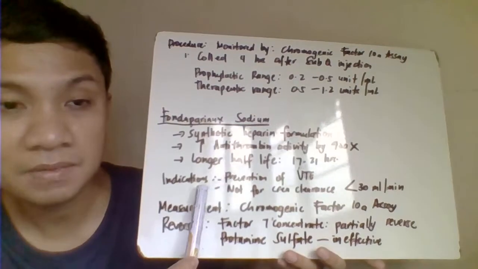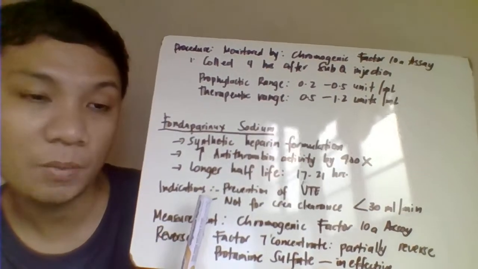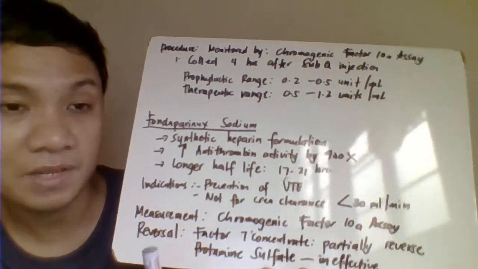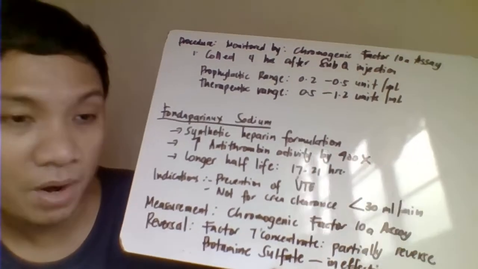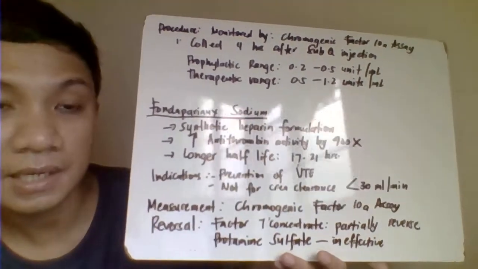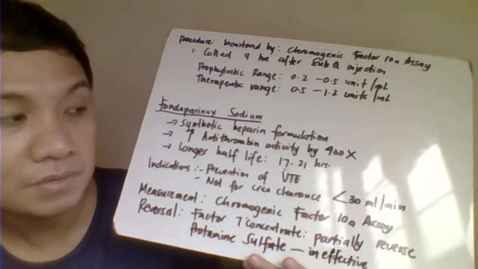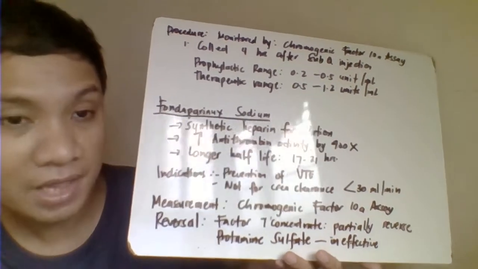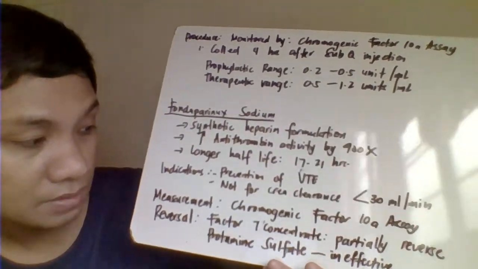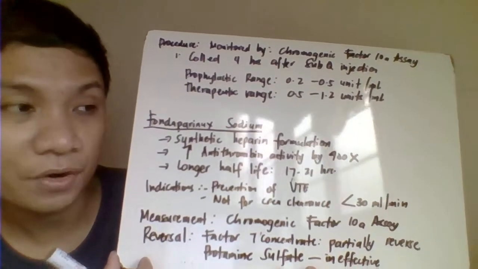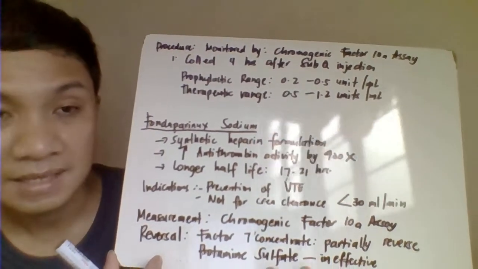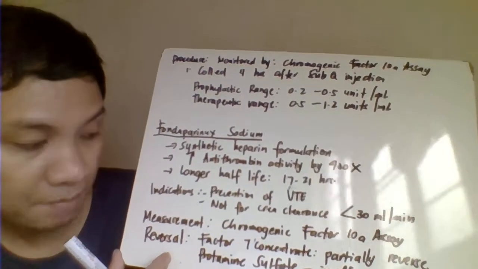At the same time, just like low molecular weight heparin, it should also not be given to patients with kidney problems. Creatinine clearance less than 30 ml per minute means the kidney is very slow to filter. There's a problem with the kidney of the patient. Okay, measurement is also the chromogenic factor 10 assay, just like low molecular weight heparin.